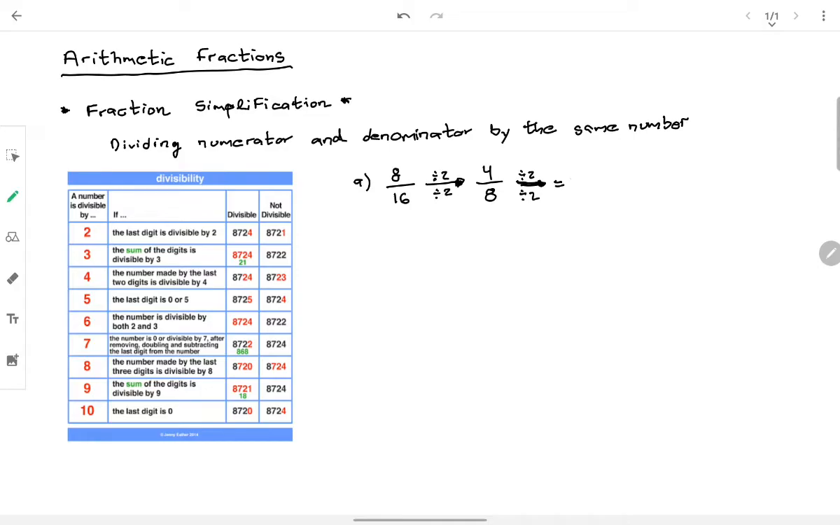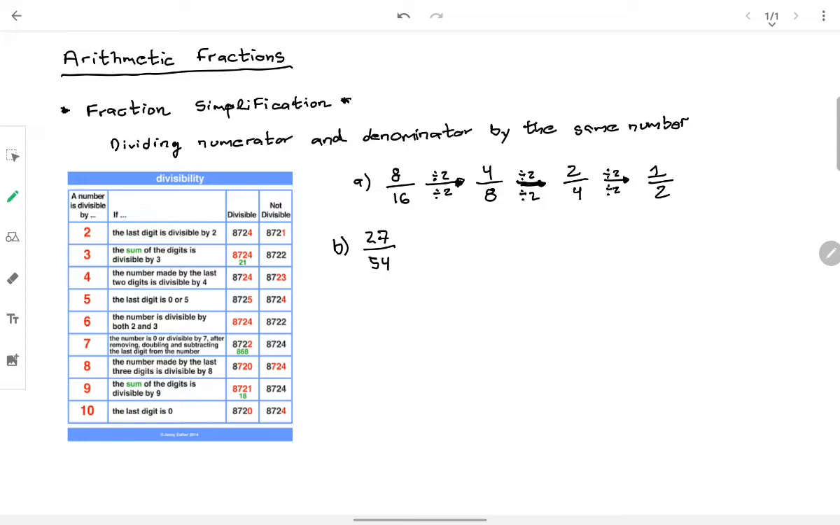And we will get 2/4. And another time divided by 2, and we will get 1/2. If you see 8/16, 4/8, 2/4, and 1/2, it's the same fraction because it represents the same part of a total. So let's see another case of fraction simplification.